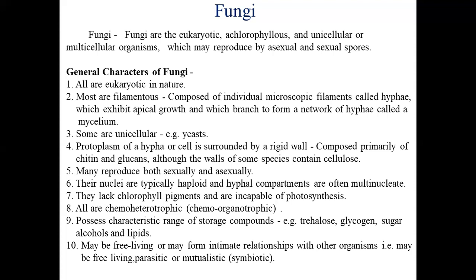They possess a characteristic range of storage compounds, that is trehalose, glycogen, sugar alcohols, and lipids. So this range of storage compounds is required for its multiplication, its development, its activity of reproduction. So these are some of the storage components: glycogen, sugar alcohols, trehalose, and the lipids.